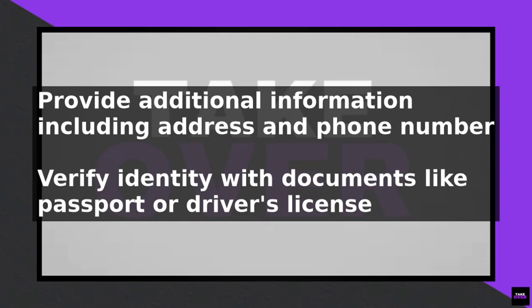After providing the required information, you will need to verify your email address. Remitly will send a verification email to the email address you provided during the sign-up process. Click on the verification link in the email to activate your account. Once your account is activated, you can start using Remitly to send money to friends and family around the world.